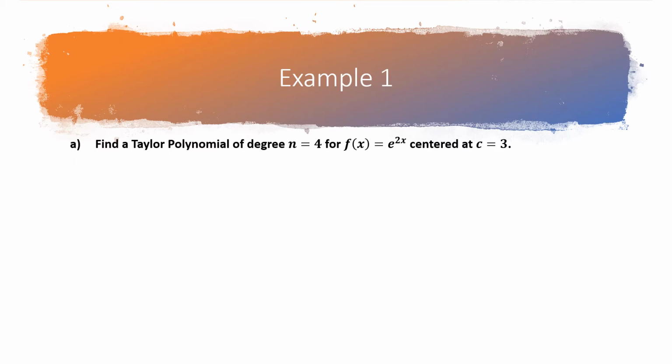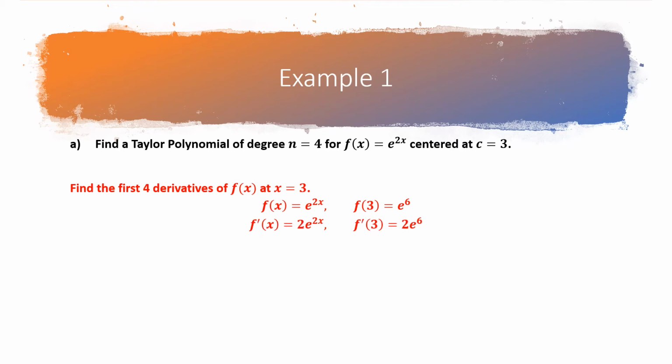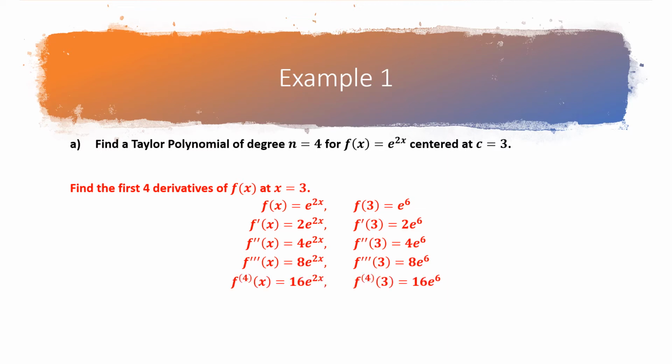Alright, so example 1, it says find the Taylor polynomial of degree 4 of f of x equals e to the 2x centered at 3. So to find this, again, I'm going to start by writing out my first 4 derivatives. And again, I'm using 4 because they want a degree of 4. And so I have e to the 2x, but at 3 is e to the 6. F prime of the function at 3 is 2e to the 6. F double prime of 3 is 4e to the 6. F triple prime of 3 is 8e to the 6. And then the fourth derivative at 3 is 16e to the 6.